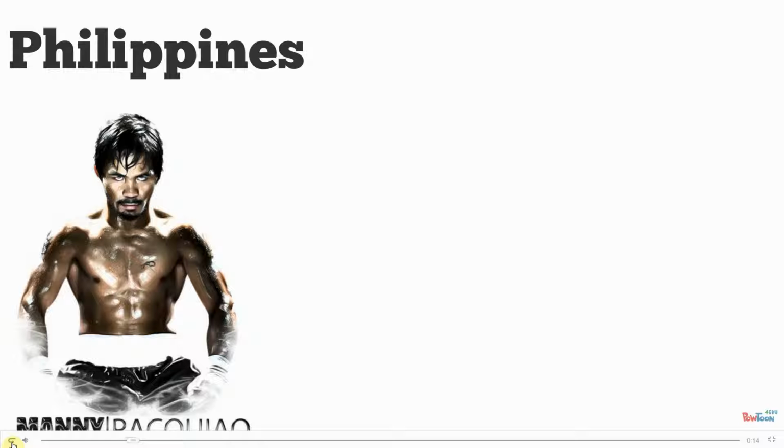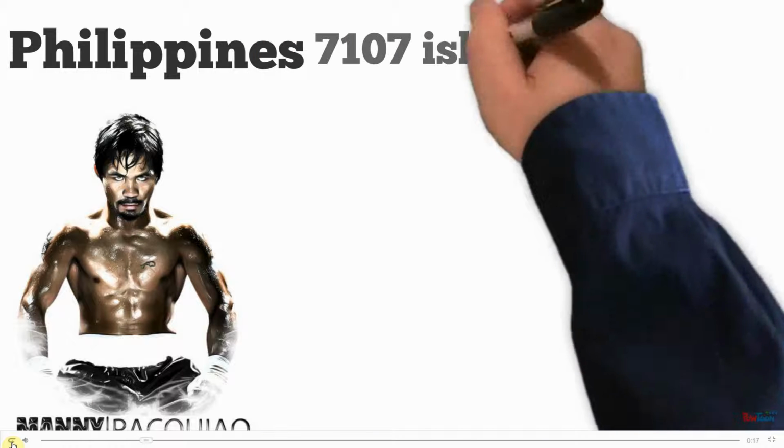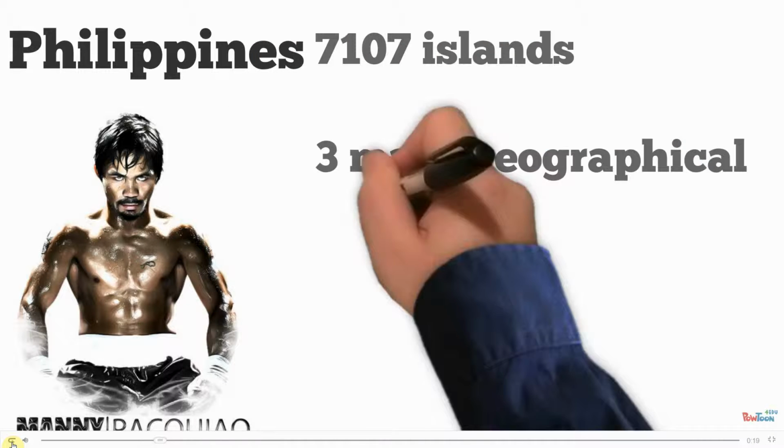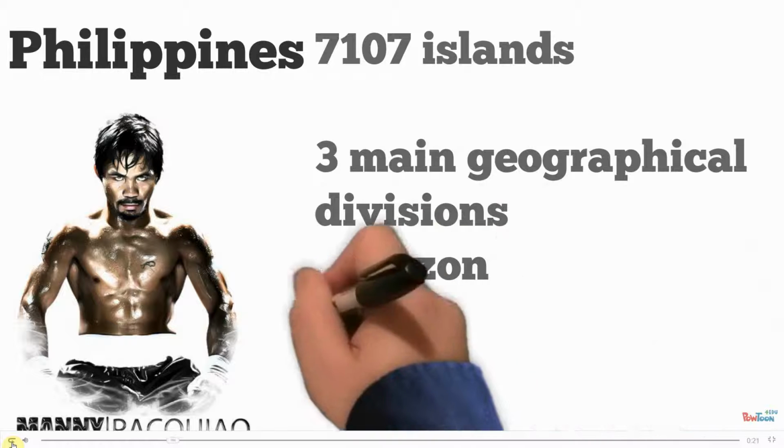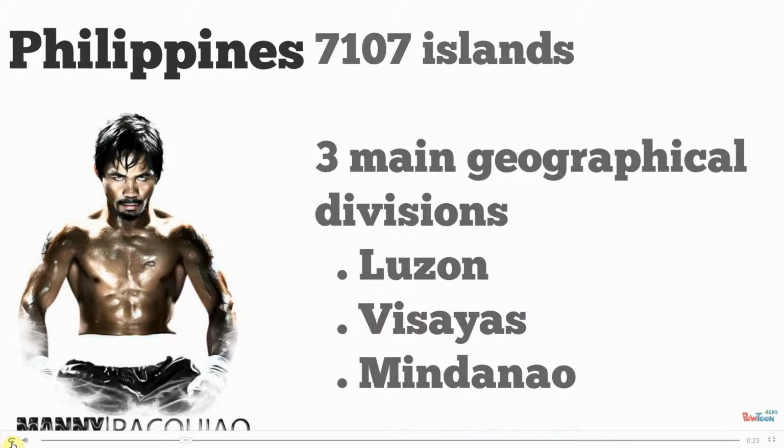Philippines comprises of approximately 7,107 islands and divided into three main geographical divisions: Luzon, Visayas, and Mindanao.